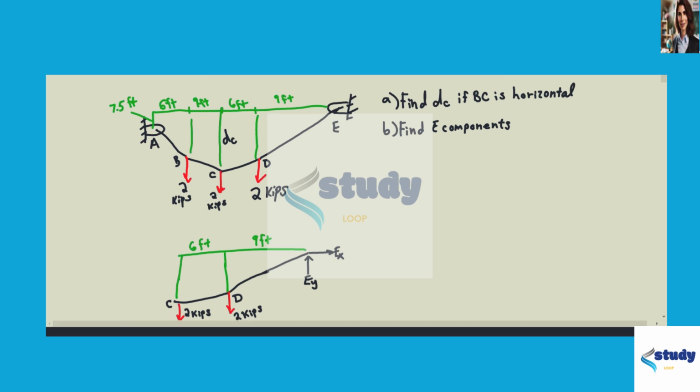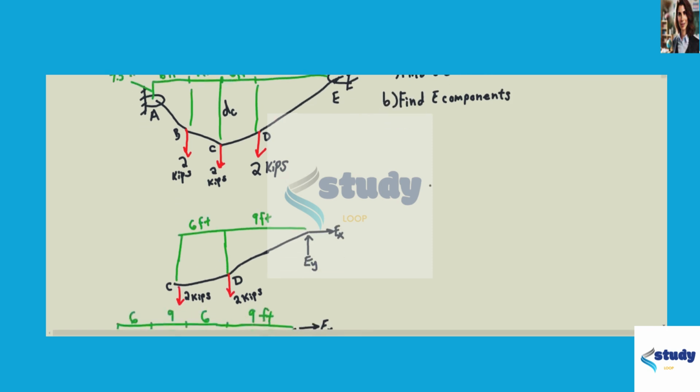This is problem 100 in chapter 7.4 in Vector Mechanics for Engineers: Statics and Dynamics. For this problem, there is a cable stretching from A to E, and there's a load applied at B, which is 2 kips, at C, 2 kips, and at D, 2 kips.